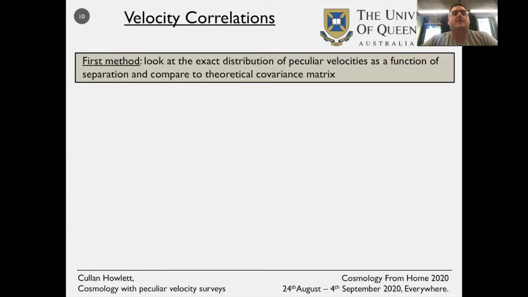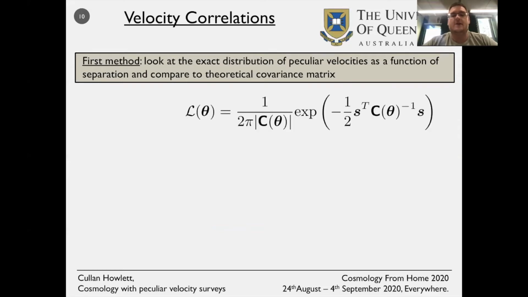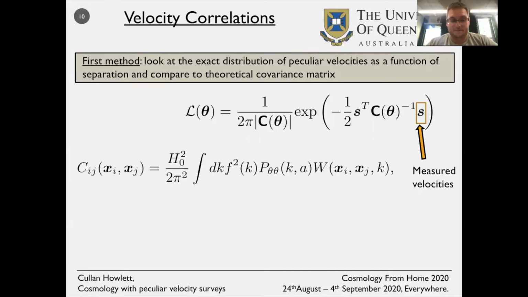Okay, so there's a couple of ways we can look at the clustering. The first method is we can look at the exact distribution of our measured peculiar velocities as a function of their separation, and we can compare to a theoretical covariance matrix or theoretical expectation. So the simplest likelihood we can write down is a Gaussian likelihood. So this is the likelihood of a set of cosmological parameters theta, and it's written as a function of both the measured velocities s here, so this is a vector of peculiar velocities we've measured, and some theoretical covariance, which is a function of cosmology.